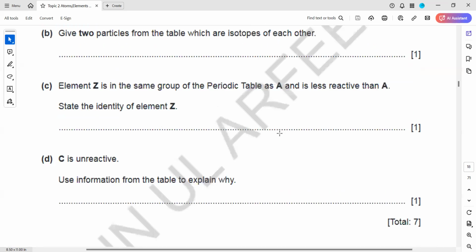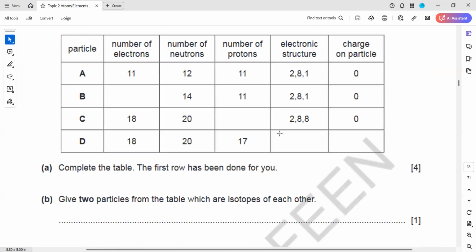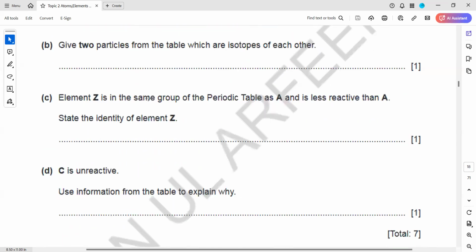C is unreactive. Explain why. Why does C not react? Because it's a group 8 element. But when you justify the answer, you will say it has a complete outer shell. So it has a complete outer shell, that's why it is stable.